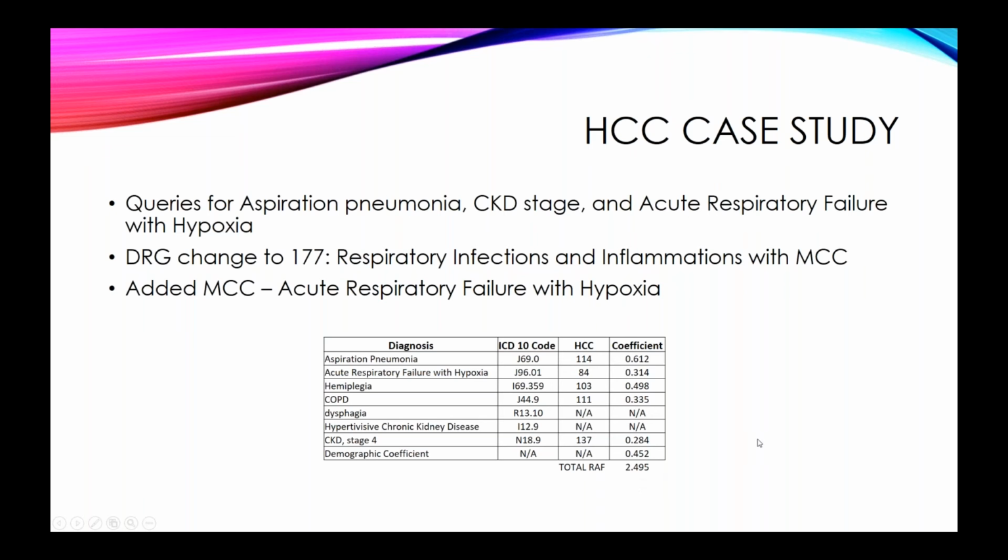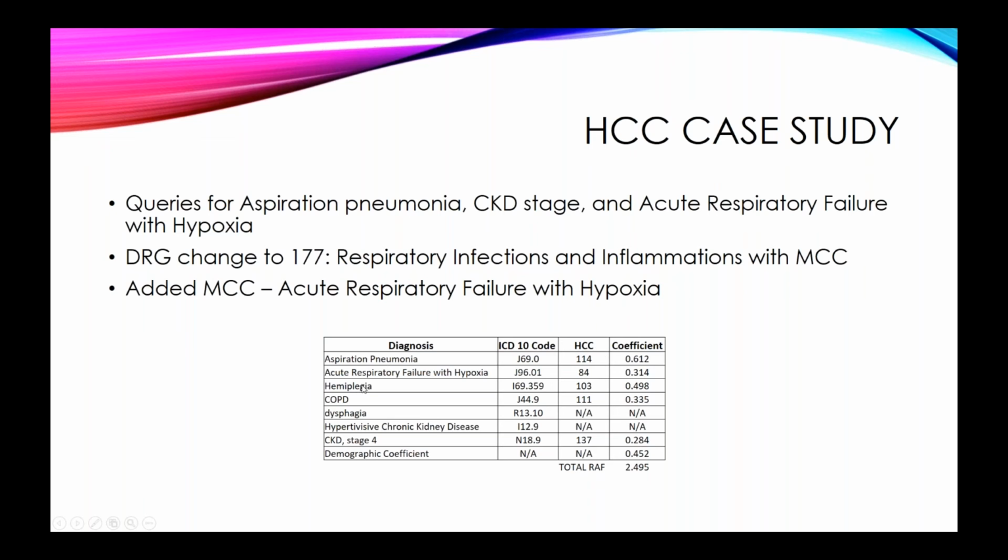So no longer is she just a little bit sicker than the average Medicare patient. She is a lot sicker than the average Medicare patient. And this shows me that I wouldn't be surprised if she had a complication or if she were to come back in the hospital in 30 days, because she's pretty darn sick. So that's a really good example of how the specific documentation and clarification of the acute processes in the body can really adjust your RAF score and your risk adjustment.